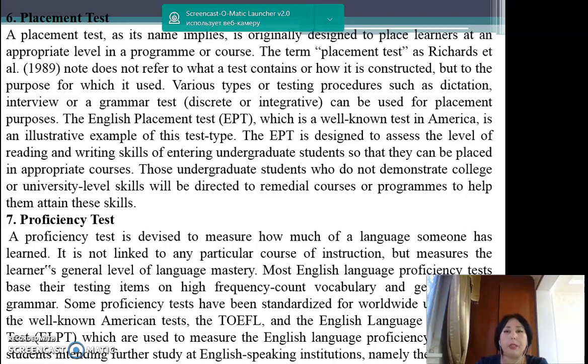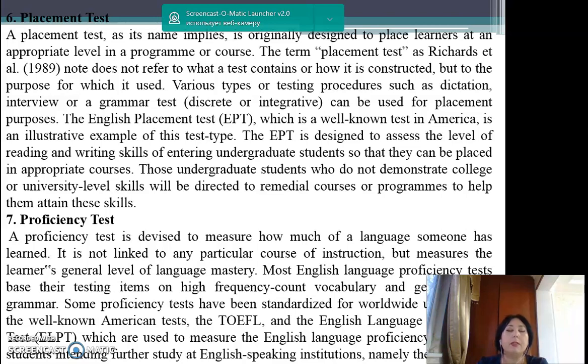The EPT is designed to assess the level of reading and writing skills of entering undergraduate students so that they can be placed in appropriate courses. Those undergraduate students who do not demonstrate college or university level skills will be directed to remedial courses or programs to help them attain these skills.